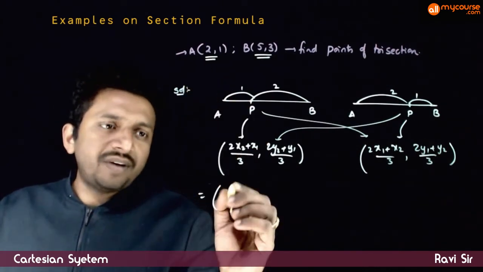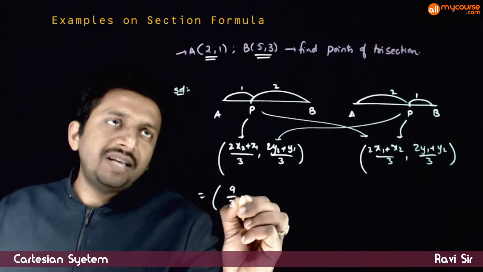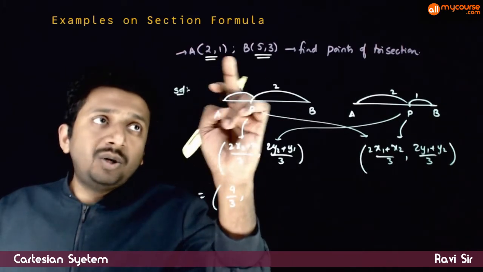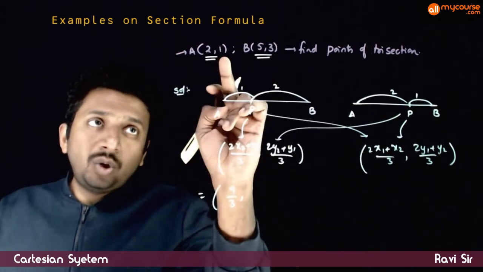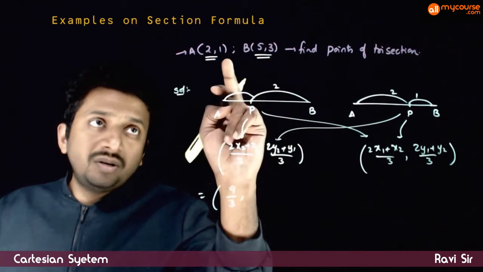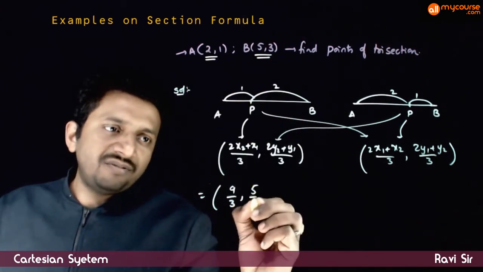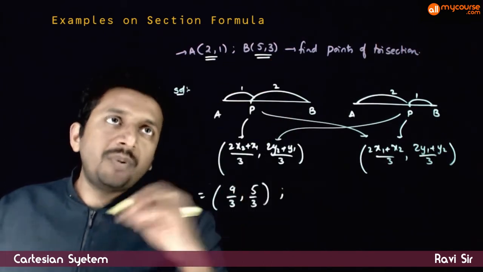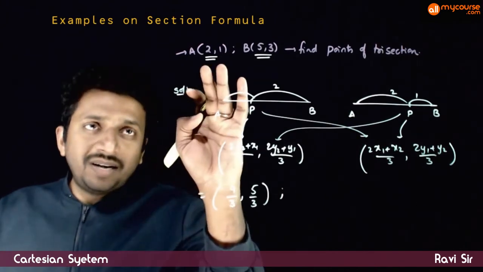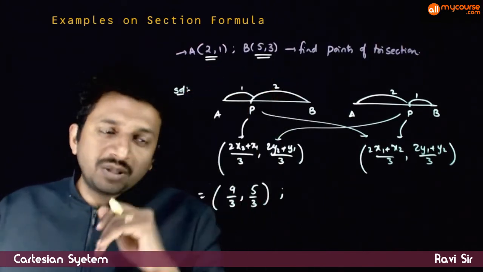So 4 plus 5, 9 by 3, 2 plus 3, 2x1 plus x2, 2 plus 3, 5 by 3. So this is one point where I have multiplied these numbers by 2 and these numbers by 1.